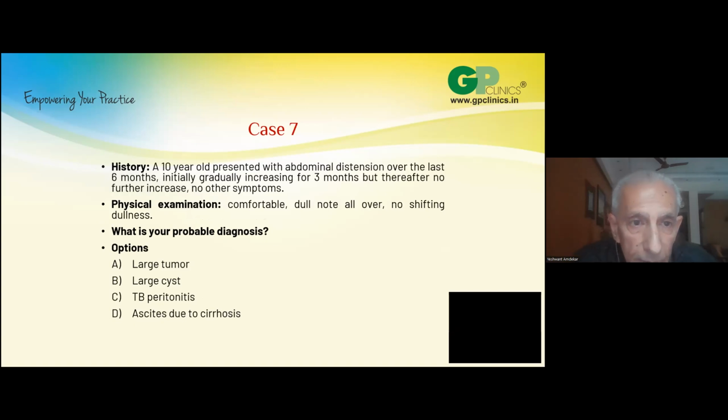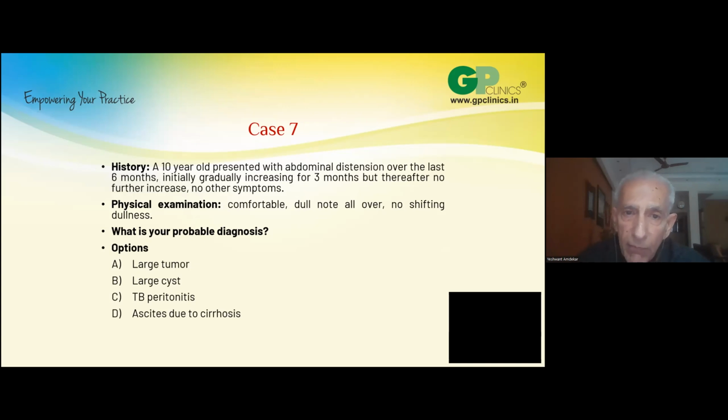Next slide, please. Yes. The 10-year-old child presented with abdominal distension over the last 6 months and gradually increasing for 3 months first, and thereafter no further increase. Take a note. The increase occurred gradually over 3 months, and then it stopped increasing, but persisted. So the abdominal distension is for a long time, but increased over 3 months and then stopped increasing.